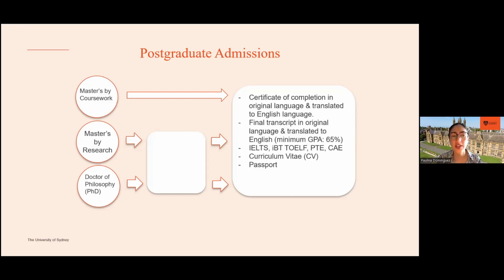So if you're interested in research, which can be a master's by research or a doctor of philosophy, which is a PhD, you will need all of these documents that I just mentioned, plus you will need to write a research proposal, and you will also need to find and secure a supervisor, an academic who has agreed to be your supervisor for the whole duration of your research degree.